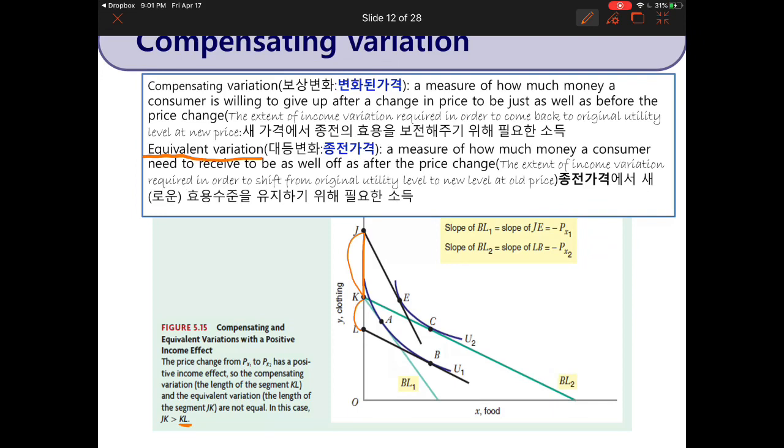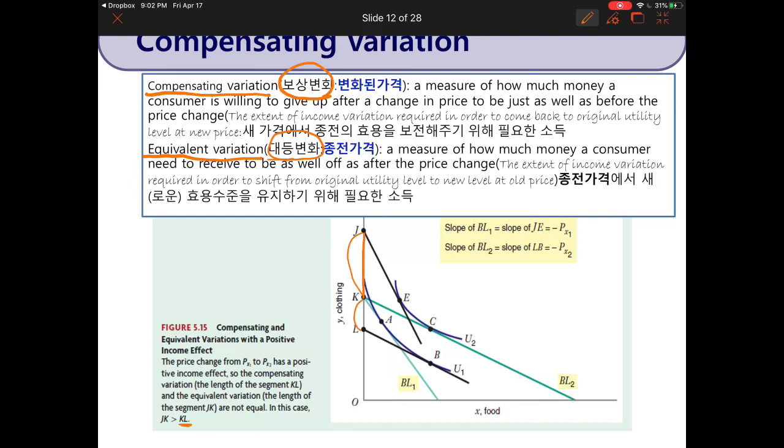Now let's read the definition of compensating variation and the definition of equivalent variation. By the way, the Korean wording for compensating variation is 보상 변화, right? The Korean wording for equivalent variation is 대등 변화. Let me speak in Korean. 여러분, compensating variation을 해석해 보세요. variation 변화, compensating, compensate, compensation, 보상밖에 안 될 것 같죠? equivalent variation은 equivalent니까 같다, 등식, 대등 variation.